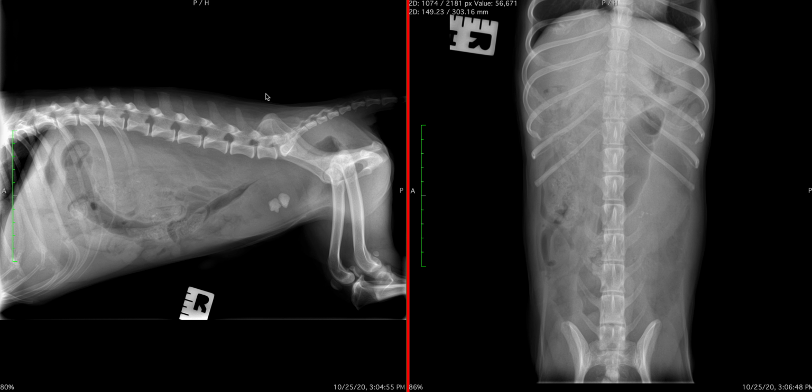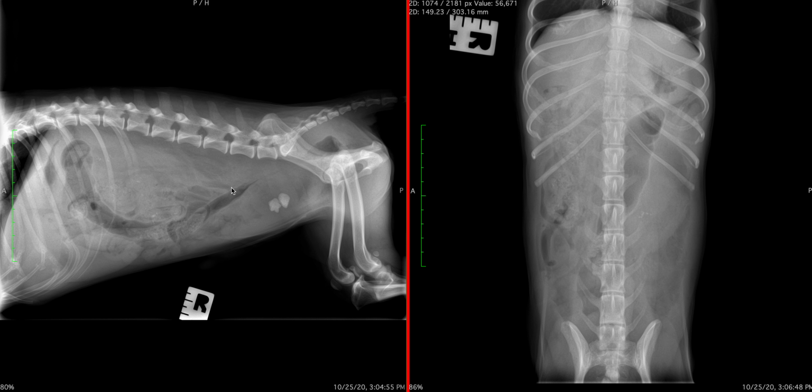The first thing we observe is that there is a mass effect arising from the retroperitoneal space. This results in both ventral displacement of the descending colon and small intestine. On the ventrodorsal view, we observe that the colon is slightly displaced towards the right, noting that this is a mobile organ.